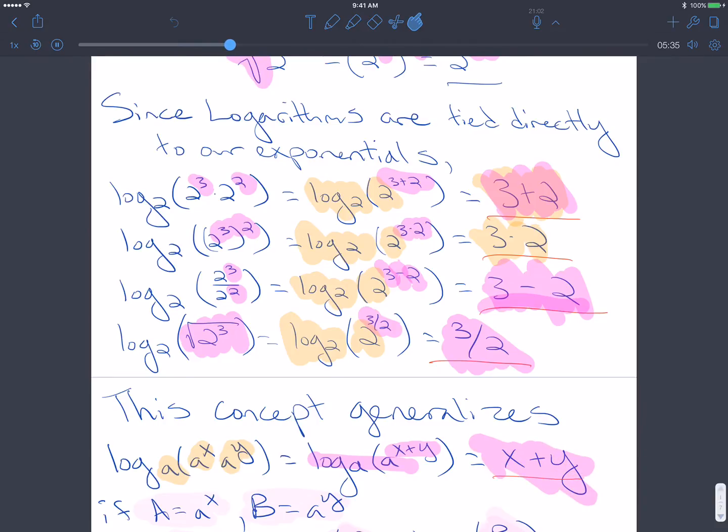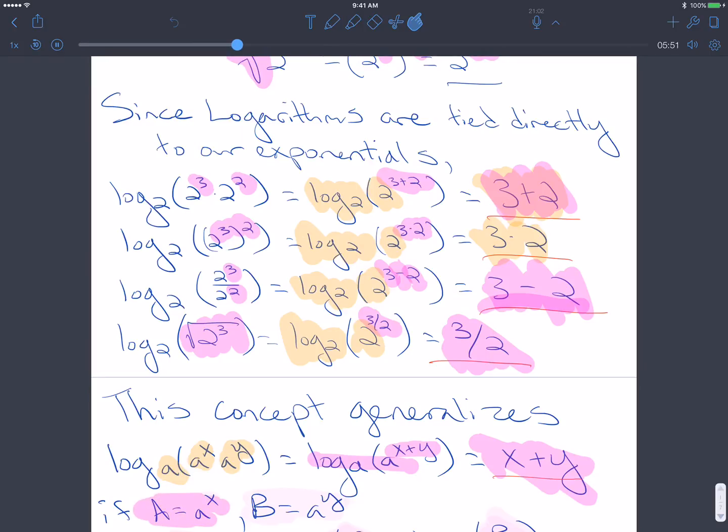To generalize this, I can treat a to the x and a to the y as some constant value, because if I took 2 to the 3, I'd get just some constant 8 out, right? And that's where this idea is coming from.